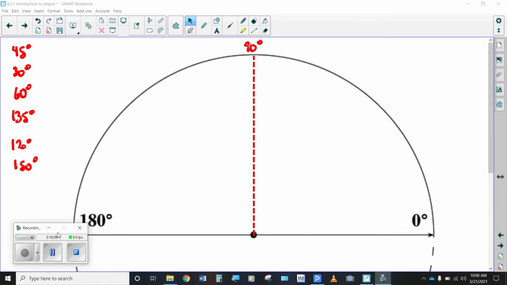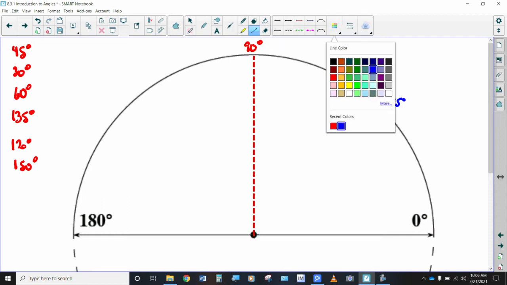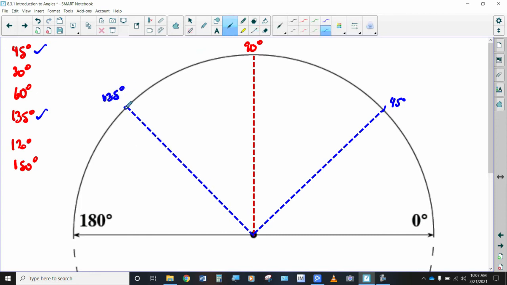All right, so I'm going to do 45 degrees in blue, and that's about the halfway point. 45 is half of 90. So let's take this one and color it blue, 45 degrees. I'm also going to do the 135, because when you add 45 to 90, you get 135. That's about the halfway point right there. So let's put this in, and that is now the 135-degree mark.